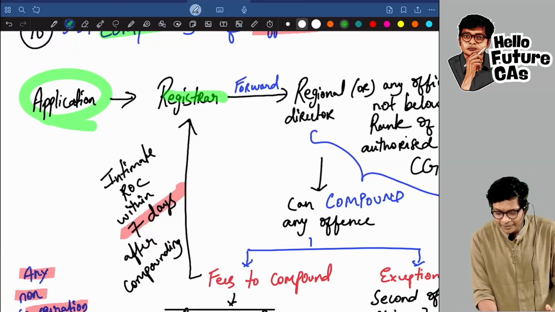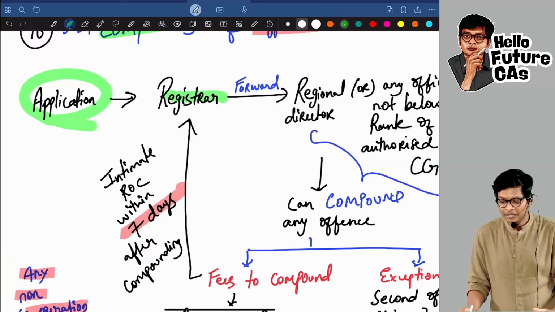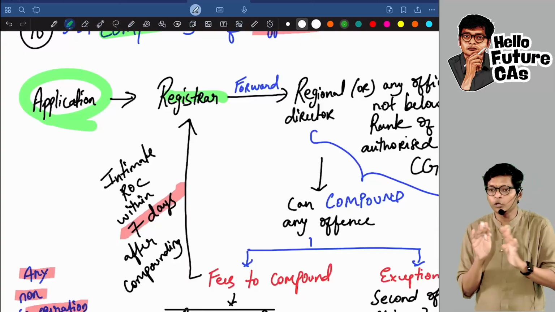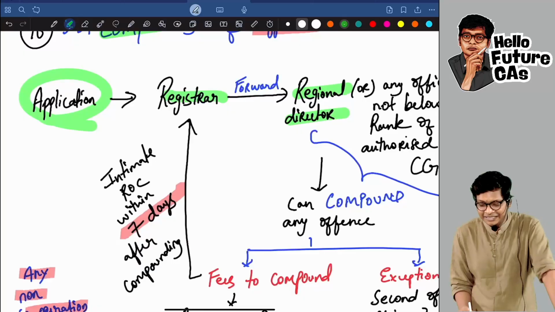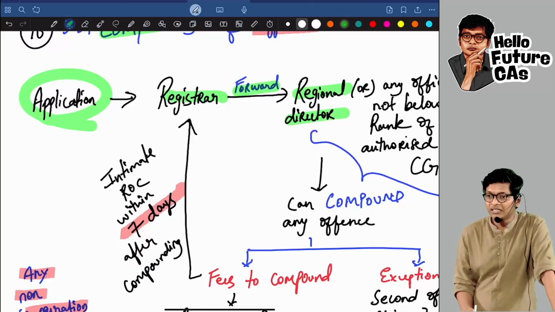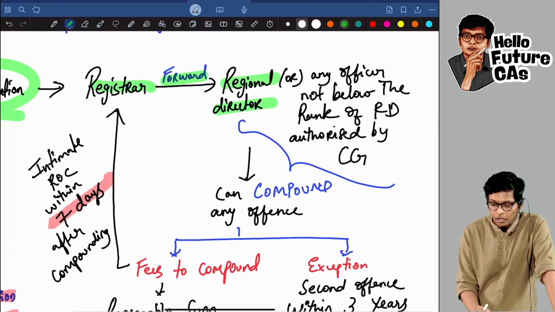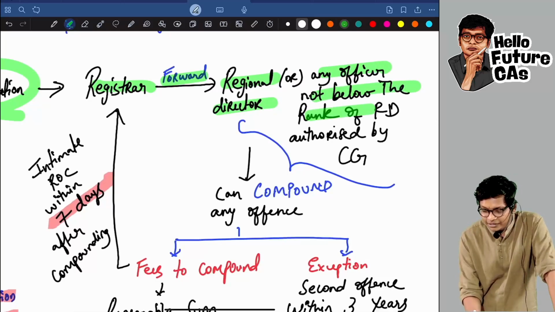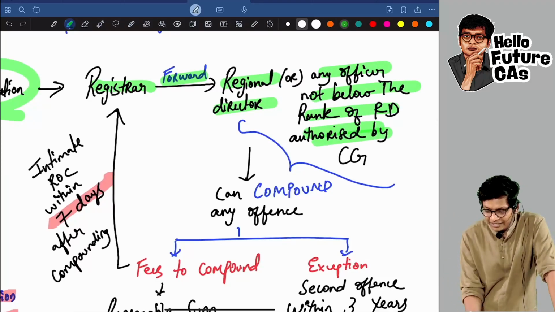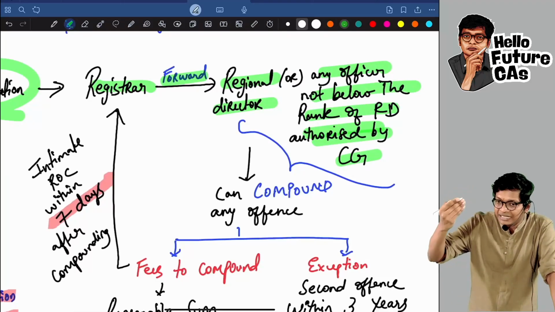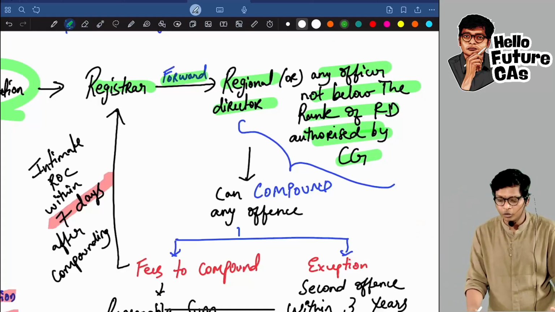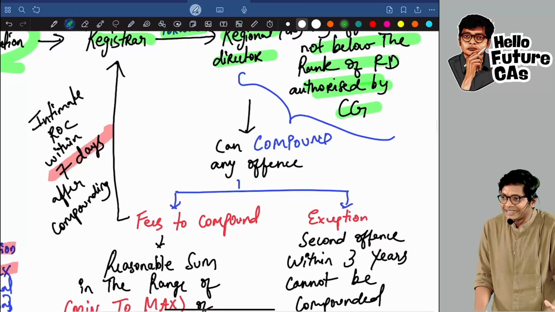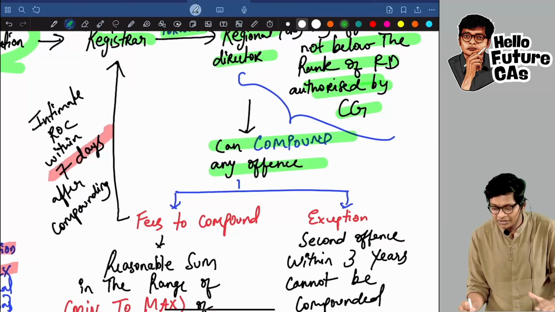The partner will make an application to the registrar. The registrar is saying, I don't know all this, go to the bigger boss. Go to the regional director. We will forward the complaint to the regional director, or to any other officer authorized by the central government, but not below the rank of regional director. Minimum it should be region head. Are you following, guys? Now this regional director can compound the offense.